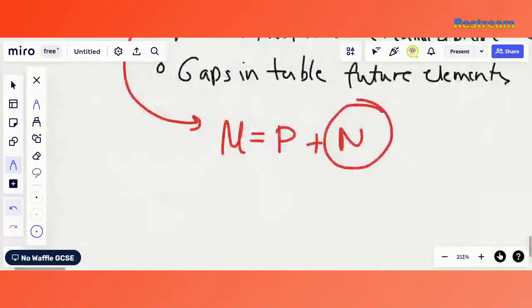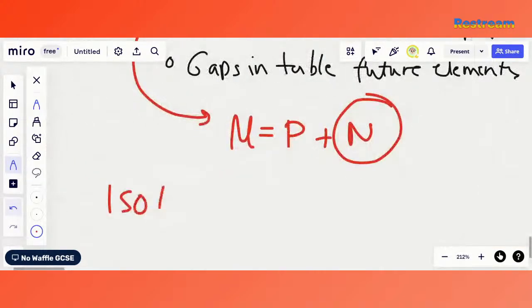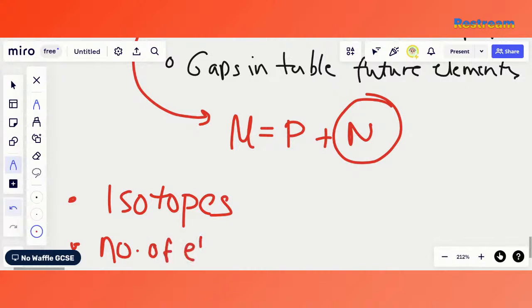Now the issue here comes with neutrons. What used to happen is scientists used to identify loads of different isotopes, which means different numbers of neutrons, and therefore the positions in the periodic table were different. Therefore, instead of arranging it in terms of atomic mass, we now arrange it in terms of atomic number, which is the number of electrons. So that's the history of the periodic table.